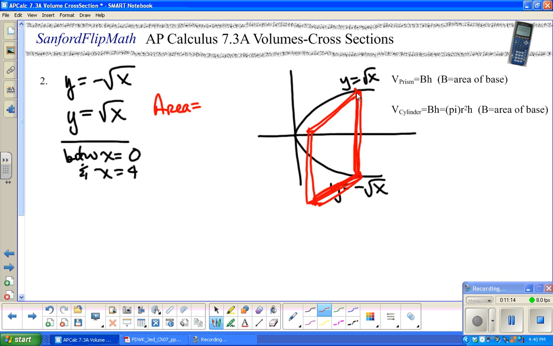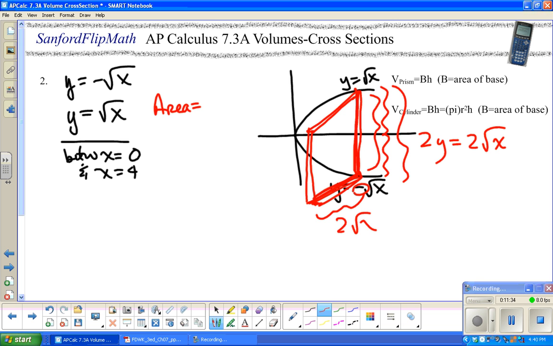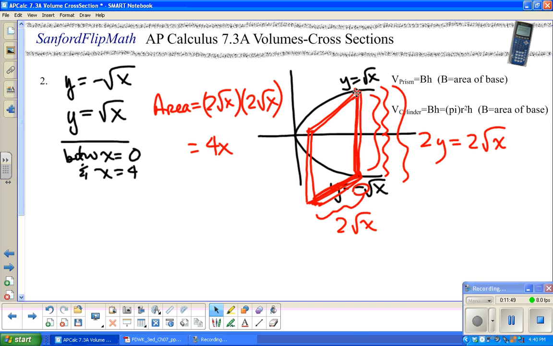Well, if it's a square, from here to here is the y value. From here to here is the same y value, only it's going down. So that entire thing is 2y, also known as 2 times the square root of x. Well, if that's true, then the side of this square will also be 2 square root of x. So the area then is going to be 2 square root of x times 2 square root of x, also known as 4x.